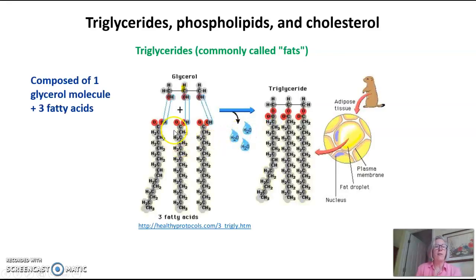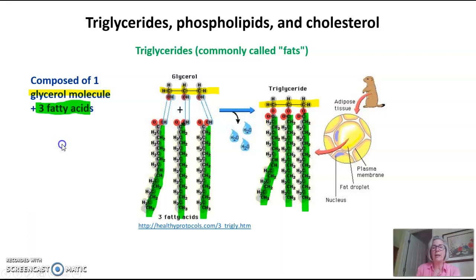They're composed of one glycerol molecule. So you can see here is our glycerol with the 3 carbons. And again, with the 3 carbons in this model of glycerol, and then 3 fatty acids, which are highlighted in green. So I have 1, 2, 3 fatty acids in each of my triglycerides pictured here.